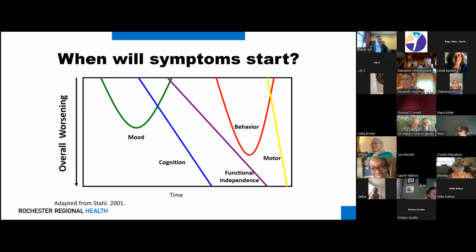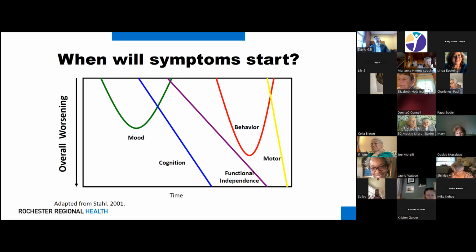Right now, the process is if you go to your doctor over the age of 65, pretty routinely they'll do a screening test for cognition, for memory problems. And if it turns out there's a problem, then they will do more tests.